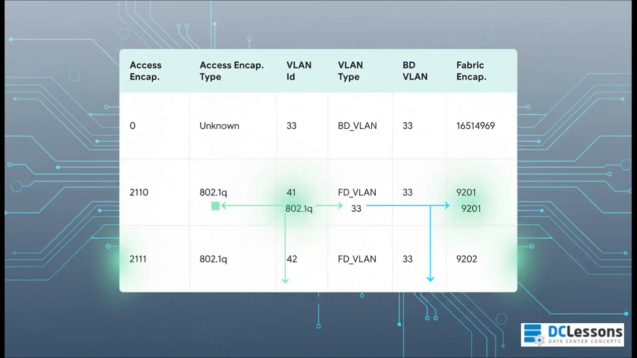This table, which is a direct output from a leaf switch, shows this in action perfectly. You can see the external access VLANs, 2110 and 2111. The switch internally maps them to these local FD_VLANs, 41 and 42. Both of them are part of the same bridge domain, which itself has its own unique Fabric VXLAN ID.